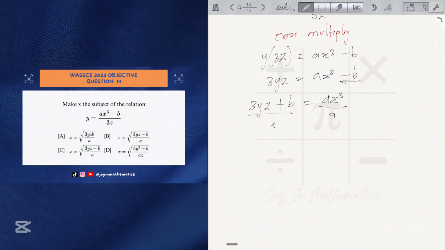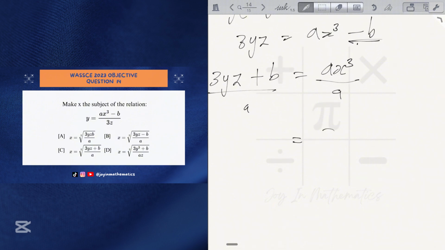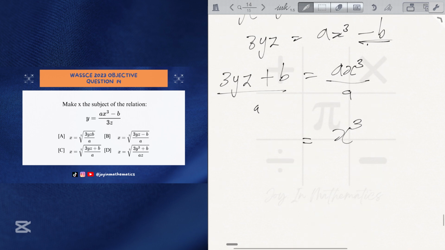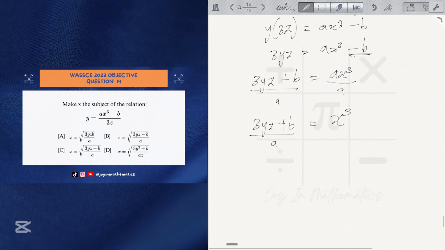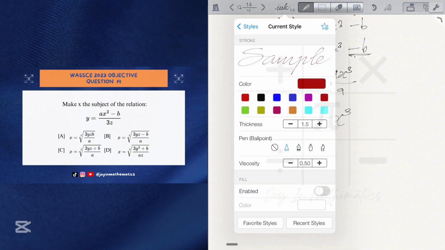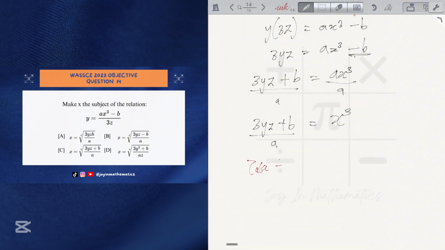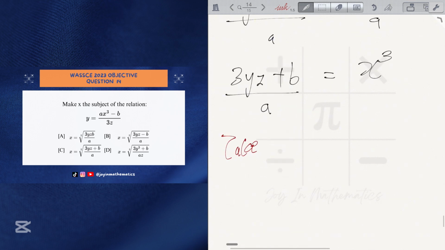So this will be x raised to the power of 3, and we will have on the left hand side 3yz plus b divided by a. Now once we have x raised to the power of 3, to get x, we'll take the third root of both sides. Some say third or cube, take the cube root or third root of both sides.